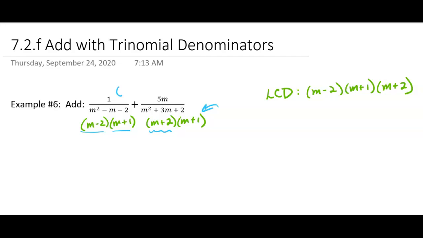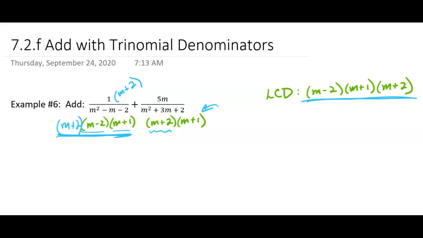Now, you might want to recopy this, but I'm really going to just multiply by m plus 1. No, m plus 2. Shoot. Up there. And I'm really doing it down here too. I just don't have room to write it. And then now this whole denominator here looks like the LCD. Okay?